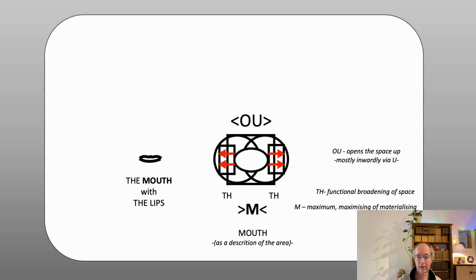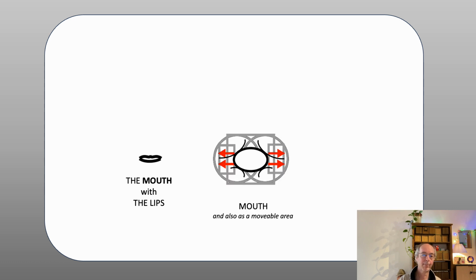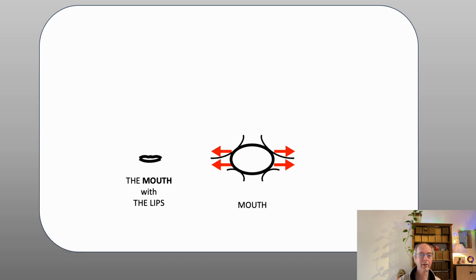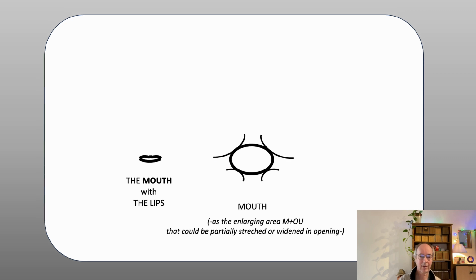And how can I explain it better? The mouth can be explained as a movable area from within, as you can see here. And this is better expressed, as I can see it, the mouth that is expressed. That is actually expressed in the word mouth, as you see. It's an enlarging area that tries to maximize itself from within, from an opening from within, and stretched via the sides here. That's as a reference point.